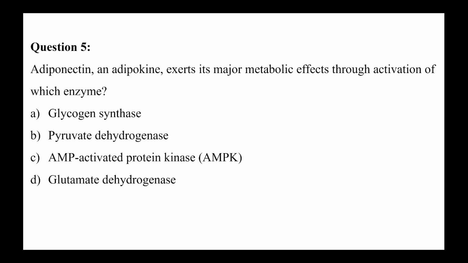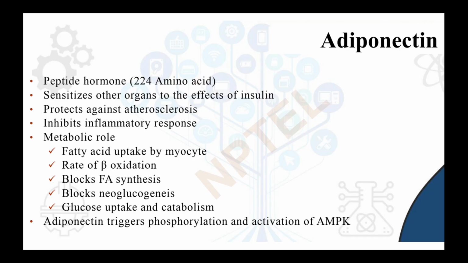You have answered option C, that is AMP activated protein kinase. That is the correct answer. So adiponectin is a peptide hormone. It comprises 224 amino acids and it sensitizes other organs to the effects of insulin.